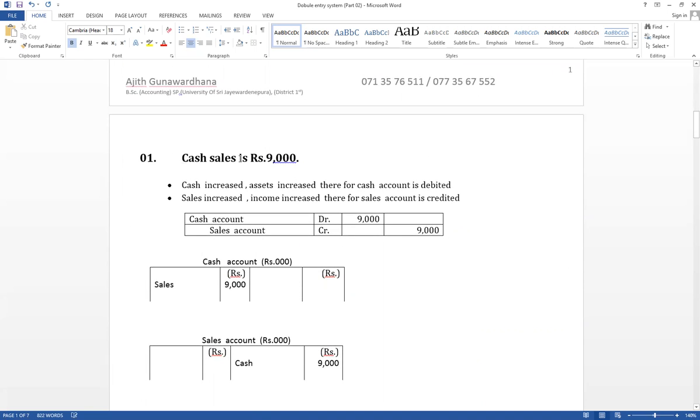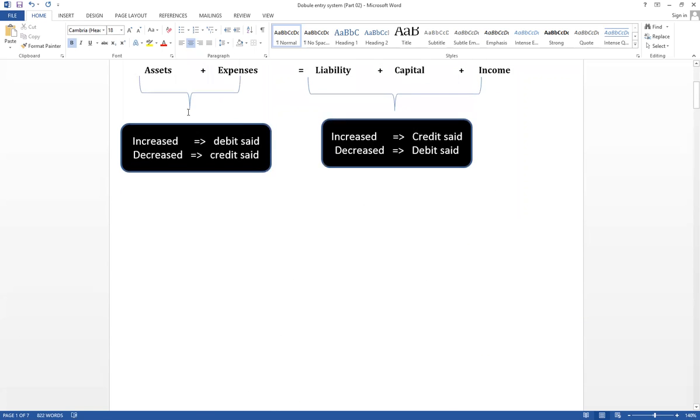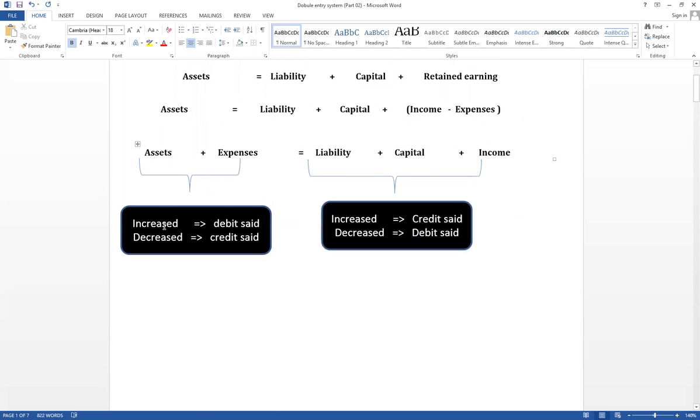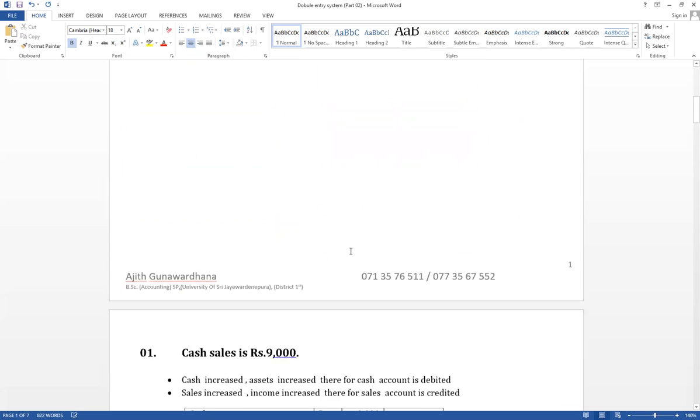It has given cash sales 9,000. As a result of cash sales, cash increases and sales increase. Cash is an asset increase, therefore cash account debit. Sales is an income increase. If income increases, it should be recorded on the credit side. Asset and expense increases are recorded on the debit side, but income, liability and capital increases are recorded on the credit side.